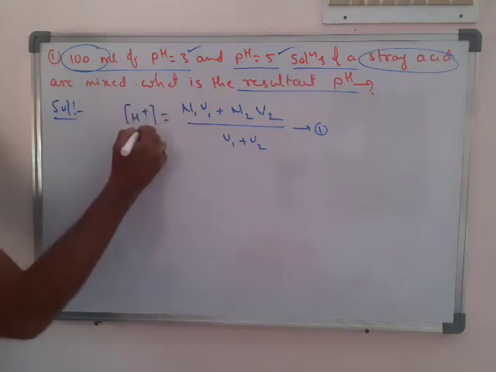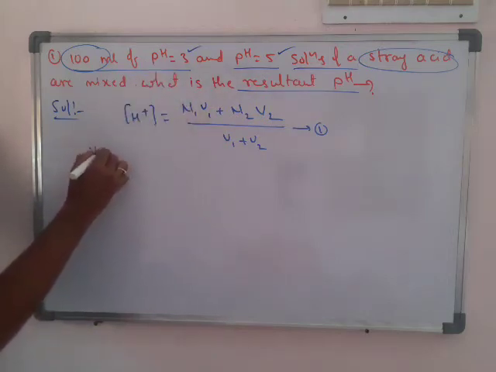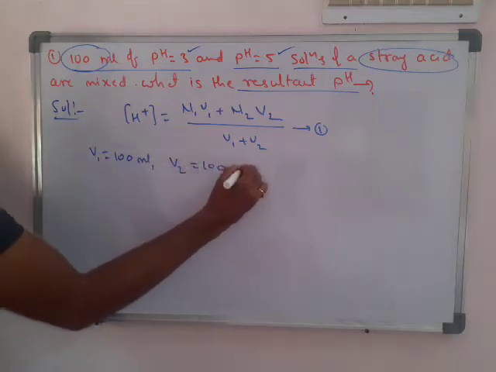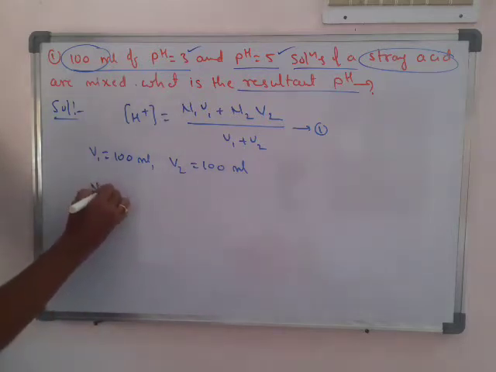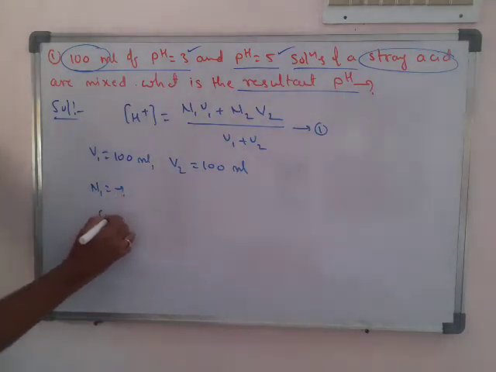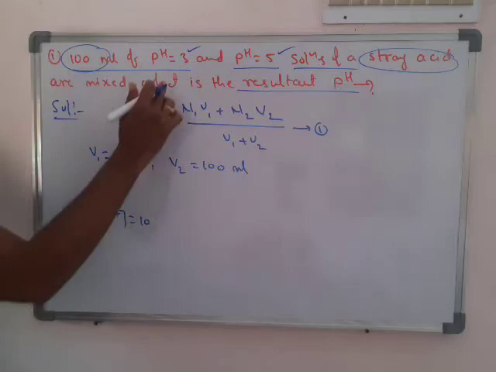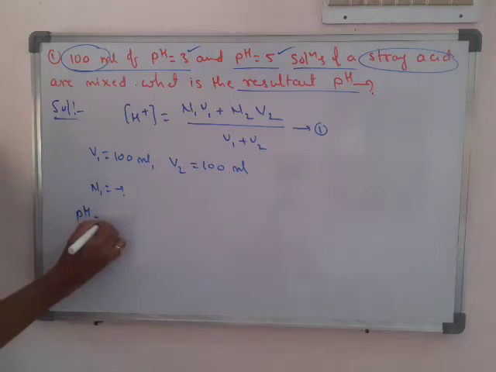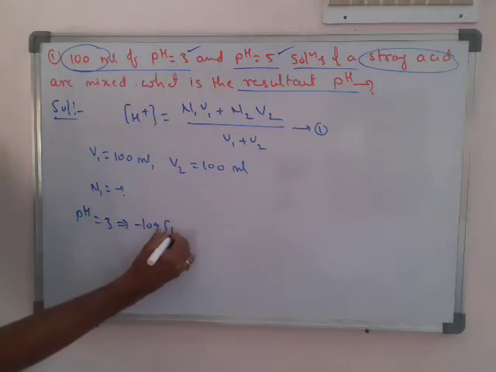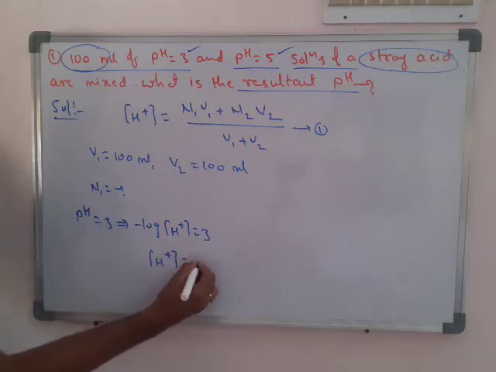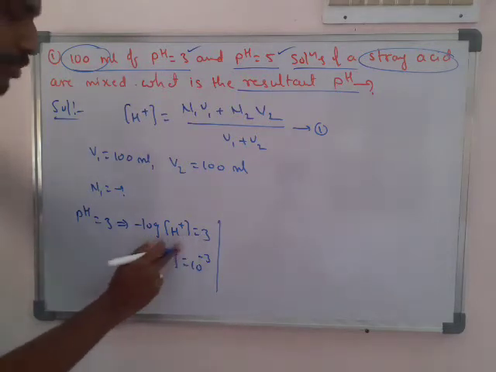Substitute. So what is the normality of the first solution? Here V1 is given as 100 milliliters, and V2 is also exactly 100 milliliters. So what is N1? How to find N1: the first concentration is given. For the first solution, pH is equal to 3. pH equal to 3 means minus log H plus equals 3. Therefore H plus equals 10 power minus 3 according to mathematical rules.